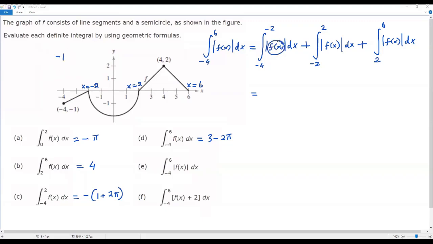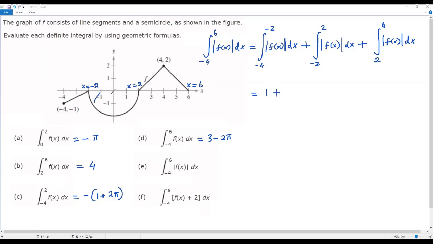But here we have the absolute value of f of x. Since we have the absolute value for the function f of x, even if the area is found below the x-axis, we should not consider the negative sign. We have to consider it as positive. So the area of the first region over here is 1. In the previous case, we got negative 1, but in this case, we consider it as positive because we have the absolute value of f of x.